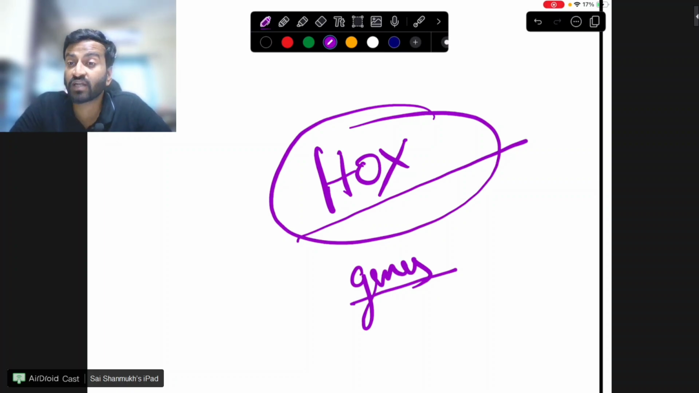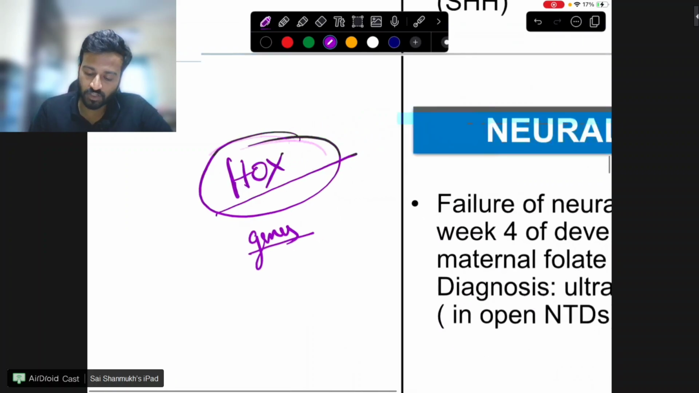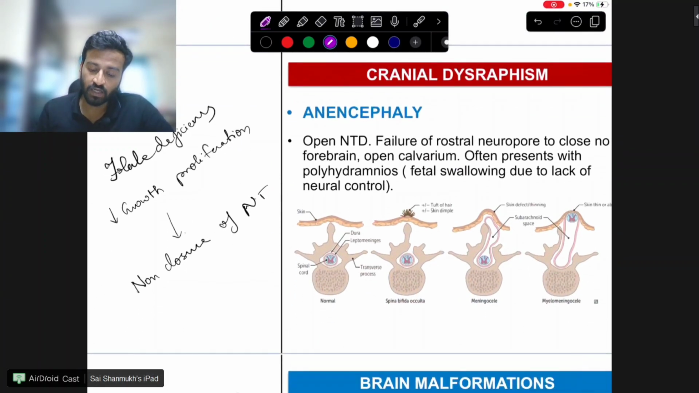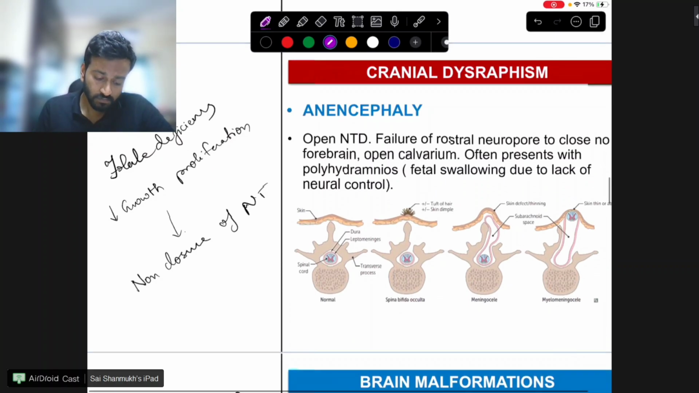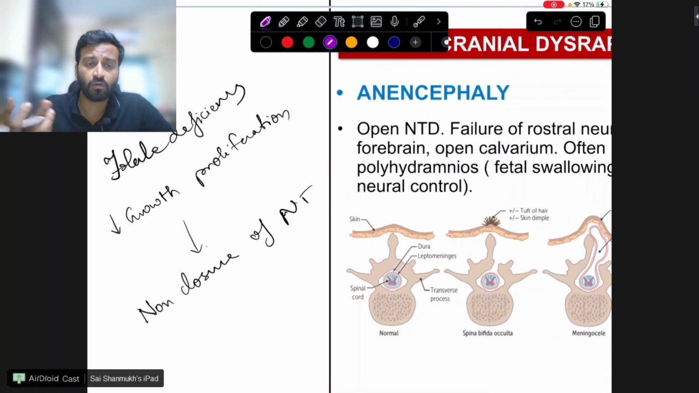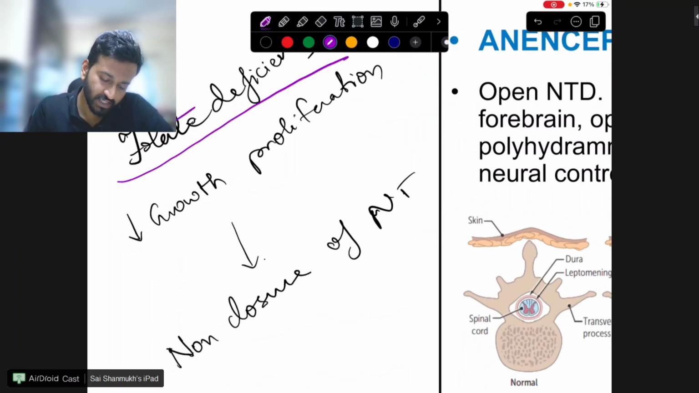As well as in development, what plays a very important role is the environmental factor, that is both learning and exposure, including the dietary, that is a nutrition factor. That helps in the formation of synapses and all. Coming to the cranial dysraphism, there is anencephaly, that is failure of development of the brain itself. Here the folate deficiency takes over.